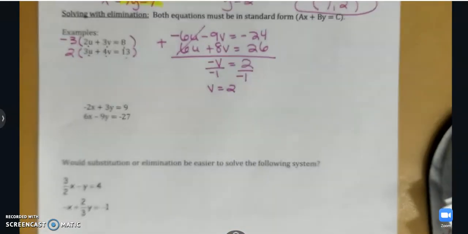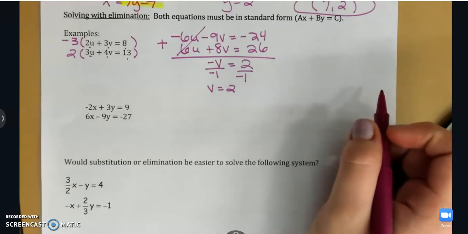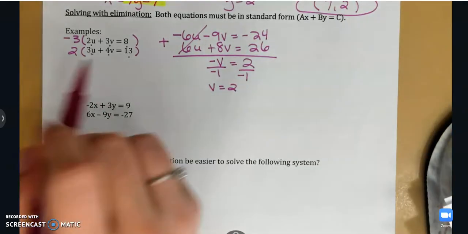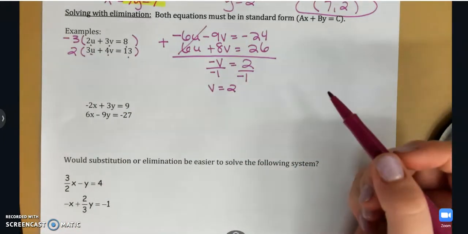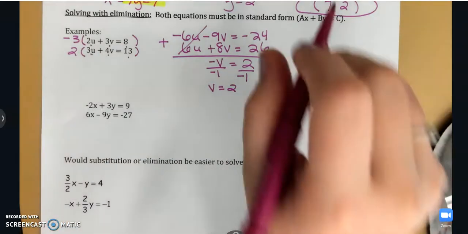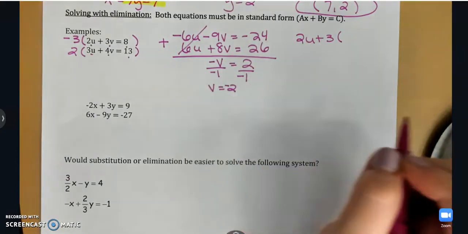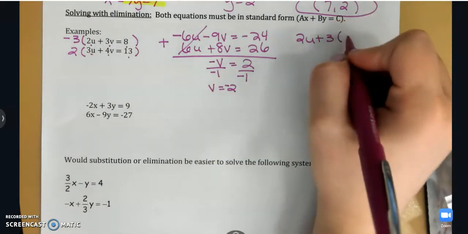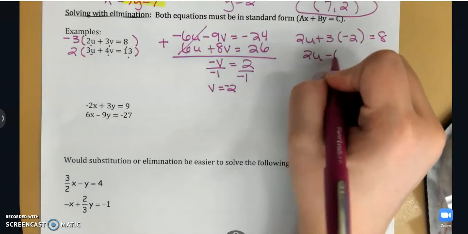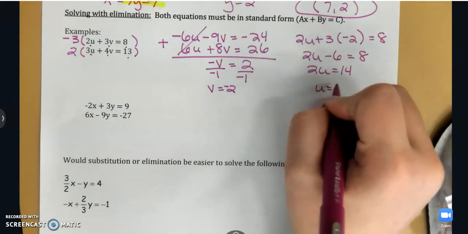Now that I know what v is, I can solve for u by plugging this value of v back into one of my equations. I've got a couple different options here, but my advice to you is to plug it into one of your original equations because it's going to be smaller numbers, less room for error. So I'm just going to plug it into that first one. So 2u plus 3 times, v was negative 2. 3 times negative 2 equals 8. And I'm going to solve that and get that u is 7.